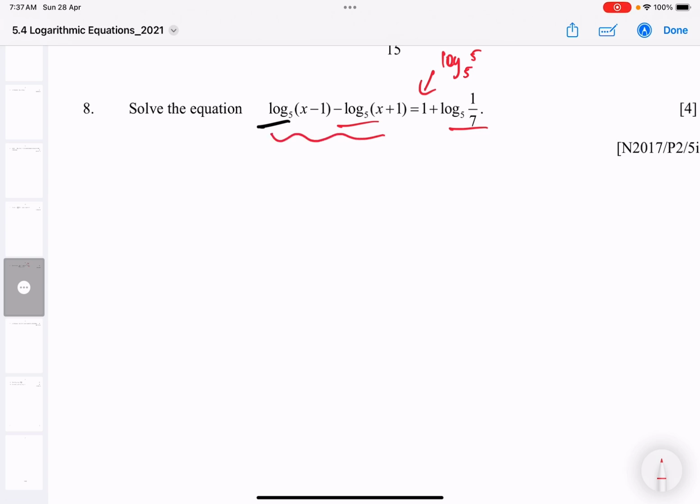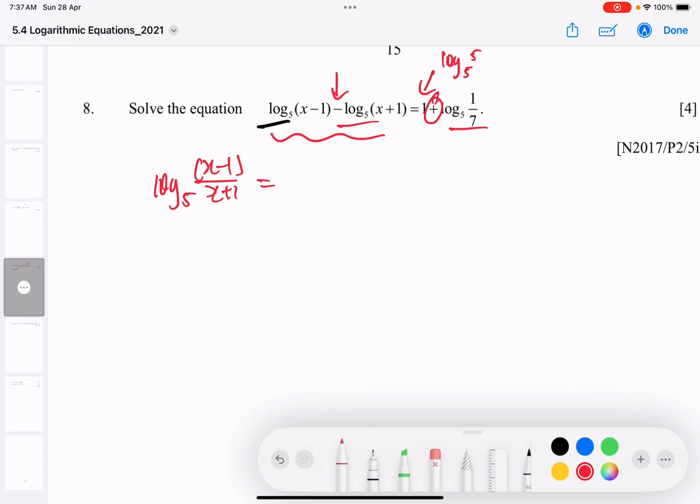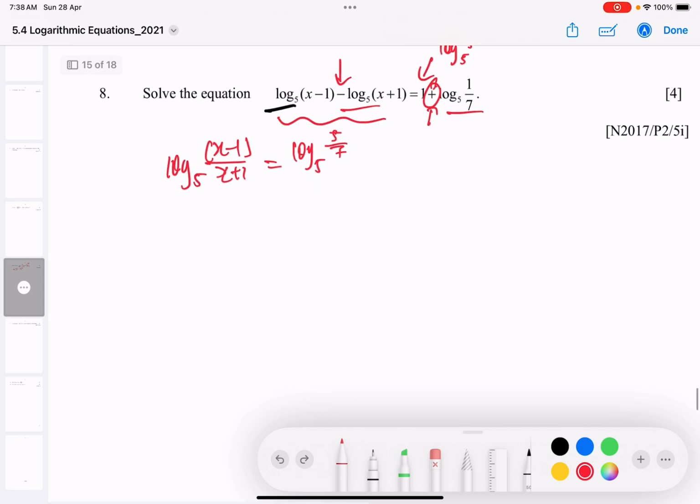Okay, so these two I can combine. I know that it's a minus, so I can combine this into a single log base 5. I'm going to get x minus 1 over x plus 1. And on my right hand side, this is a plus. Now they have the same base, I can combine it into log base 5 of 5 over 7. Why is it 5 over 7? Because it's a plus, so I take 5 times 1 over 7. Now that I do that, I can straight away compare the results.